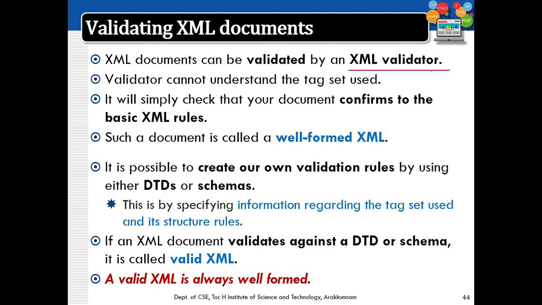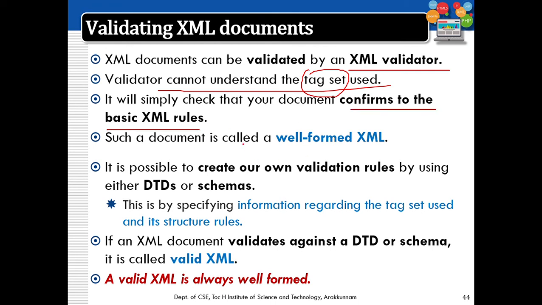An XML validator is a program that validates XML. A validator cannot understand the tags. Suppose I write data about fruits, I have custom tags like the fruit name, the color of the fruit, price, etc. If I have student data, I have student name, roll number, mark, grade, etc. as the tag set. So a validator does not understand anything regarding the tag set used. It simply checks whether the XML file conforms to the basic XML rules.